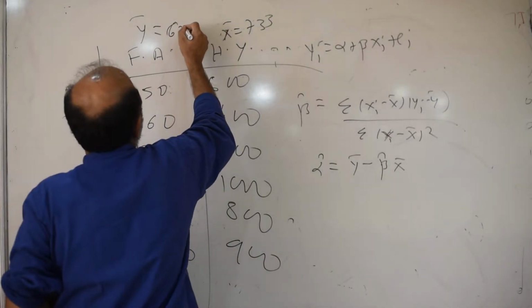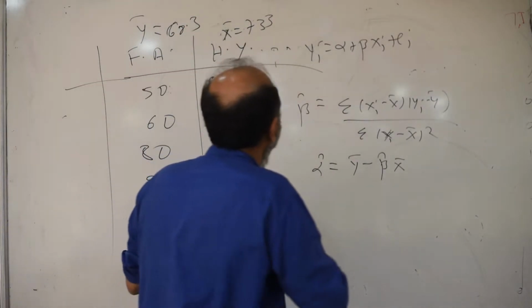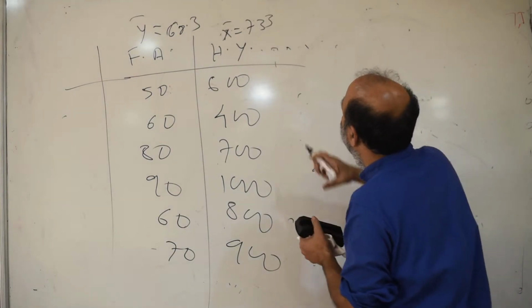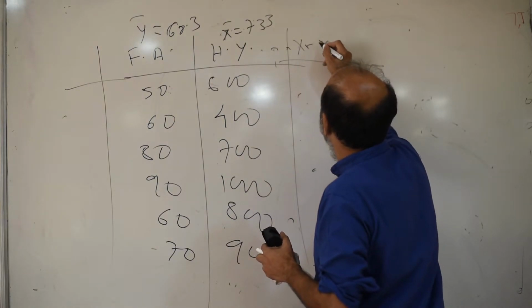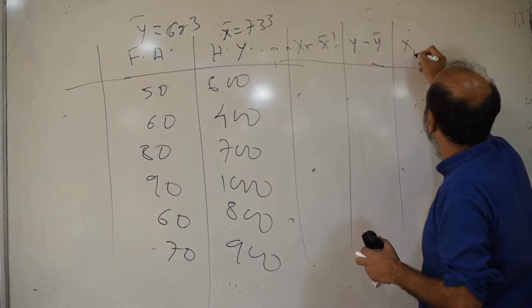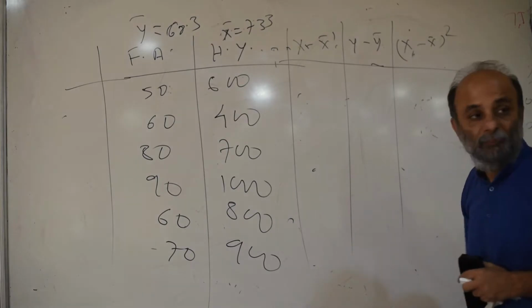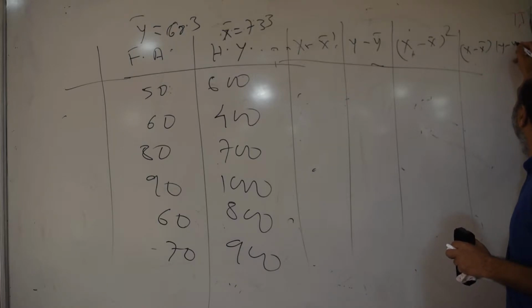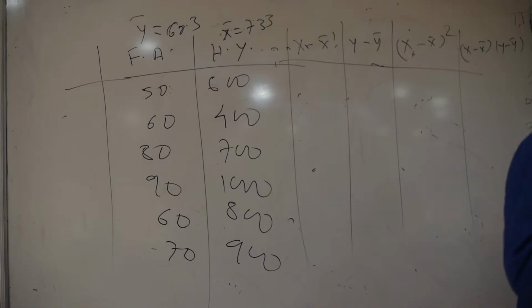Okay. So now what we have to do is create x minus x bar, create y minus y bar, create x minus x bar squared, right? And then create x minus x bar times y minus y bar, right? And put it in that formula, you'll get beta hat. And similarly, you can get alpha hat by doing y bar minus beta hat x bar.